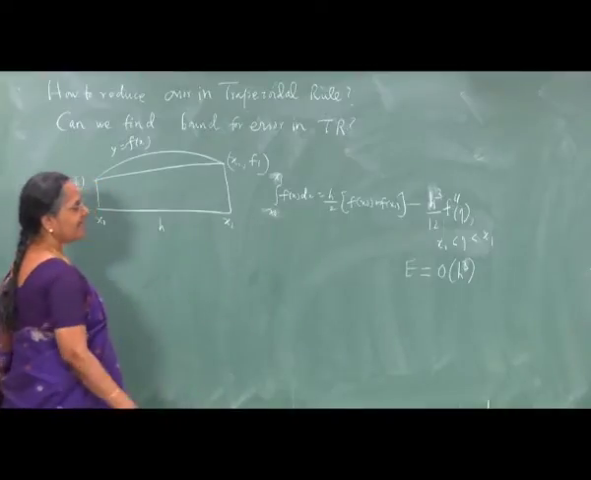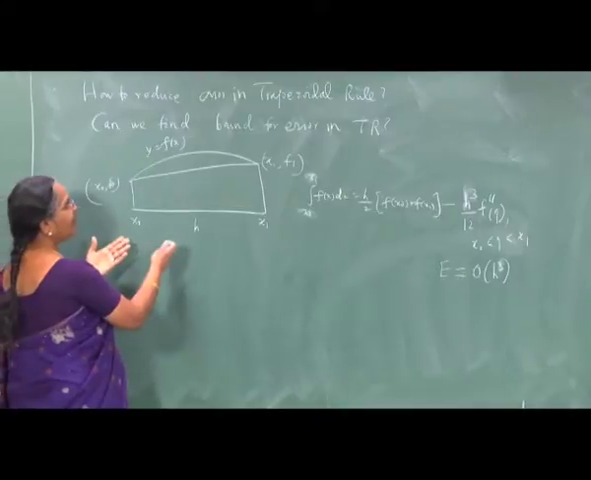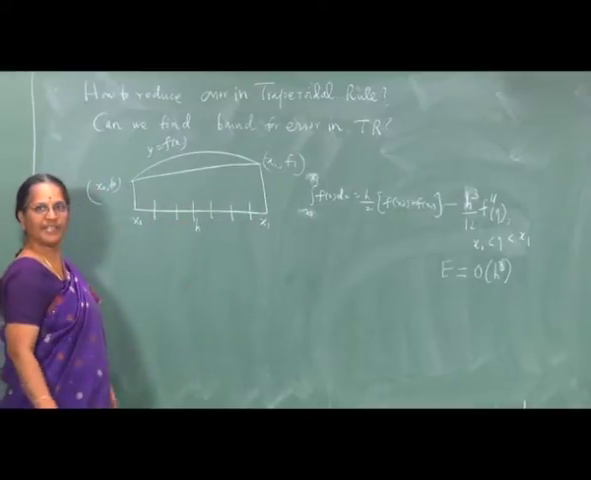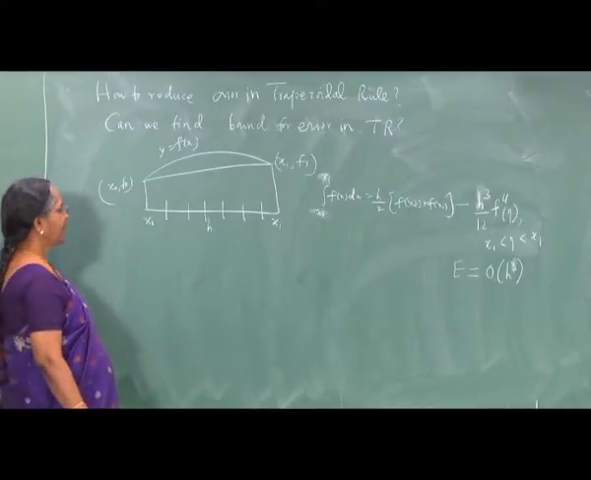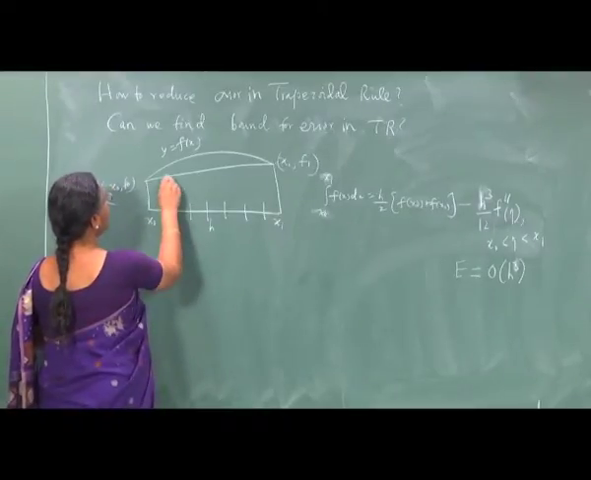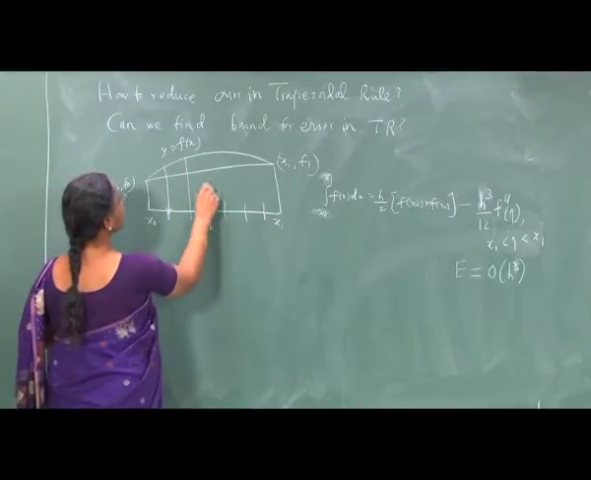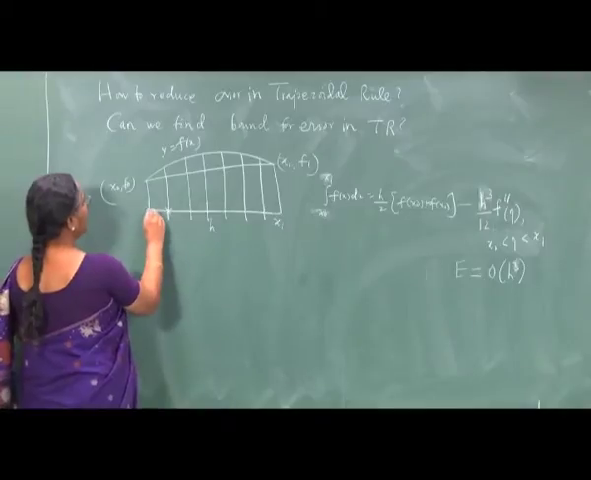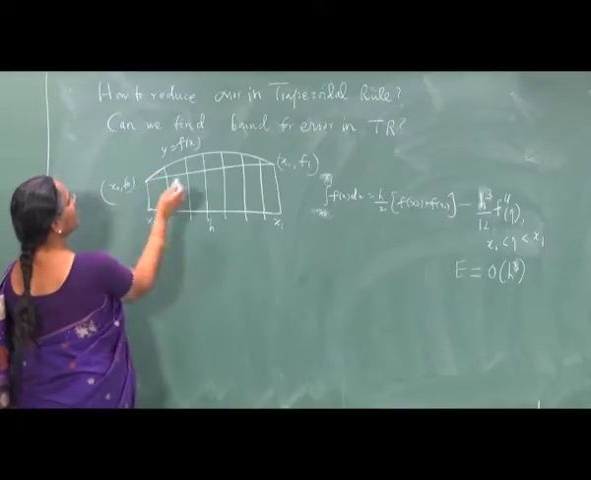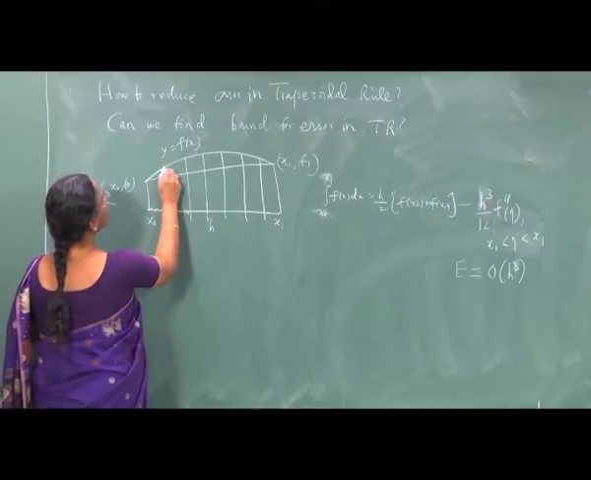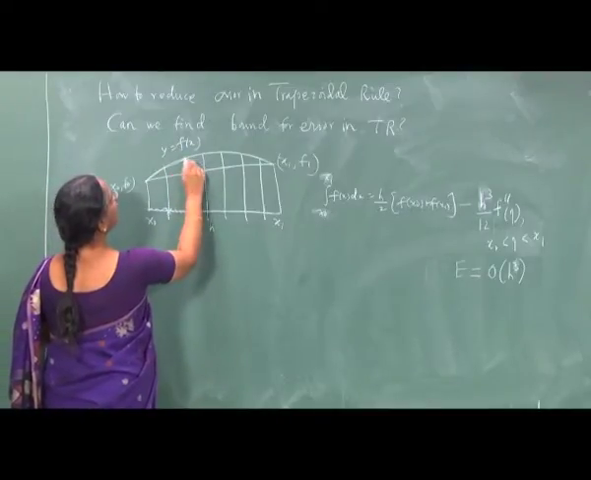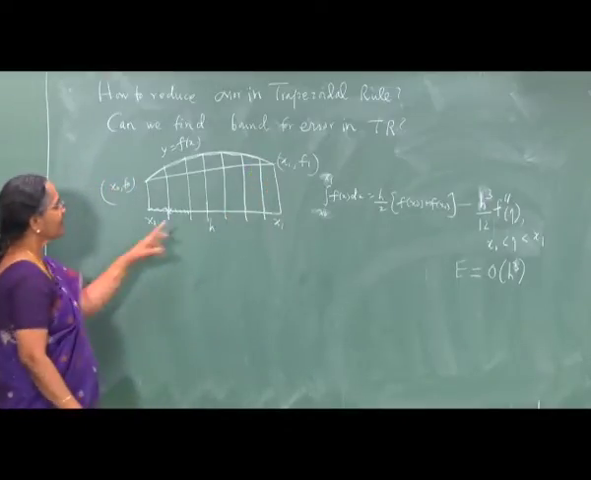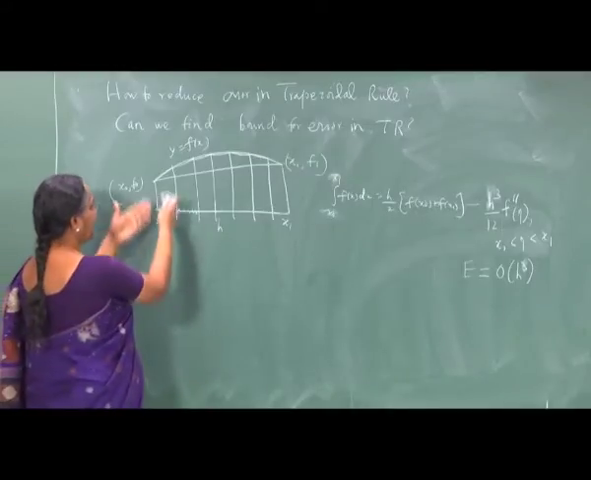So, how can we make the step size h smaller and smaller? You simply divide the interval x naught to x 1 into, say, a number of smaller subintervals, say of equal width, and then apply trapezoidal rule in each of these subintervals. So, what does that mean? In this interval, I approximate this function by this straight line. In this interval, I approximate the function by means of this straight line, and so on, so that in each of these intervals, you would be approximating the curve by means of a straight line passing through those two endpoints, and apply the trapezoidal rule.